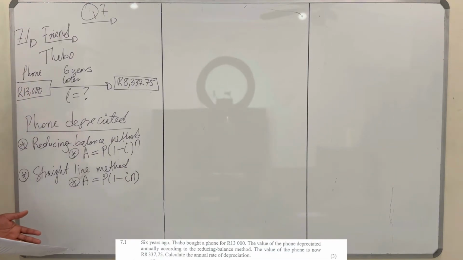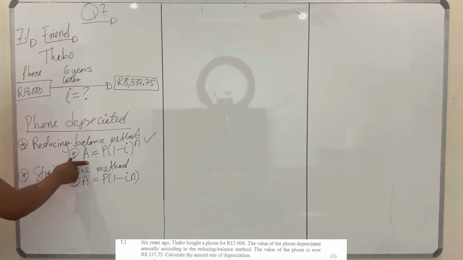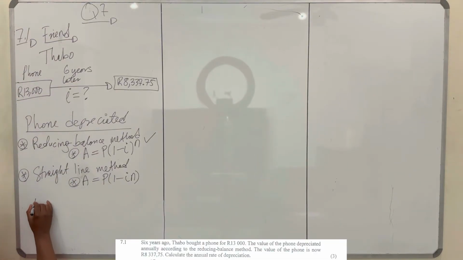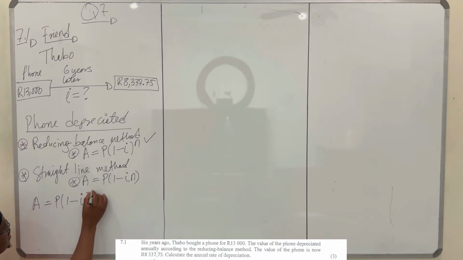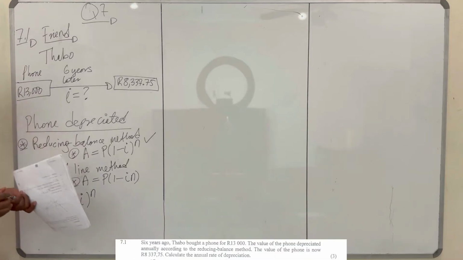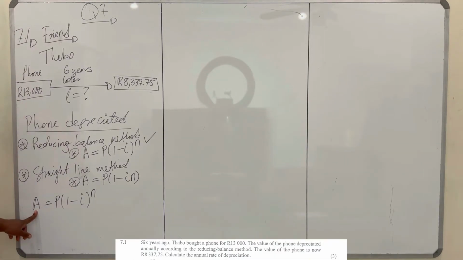So in our case, we are told that our phone is depreciating at a reducing balance method. So this is our formula that we're going to use. Let me write it down. So it's A is equal to P into (1 minus i) all raised to n. That's what we have. So now let's go down. What is A? A is the book value.